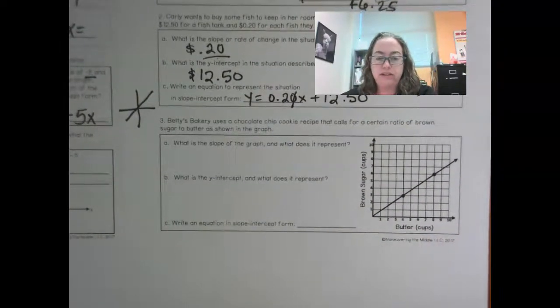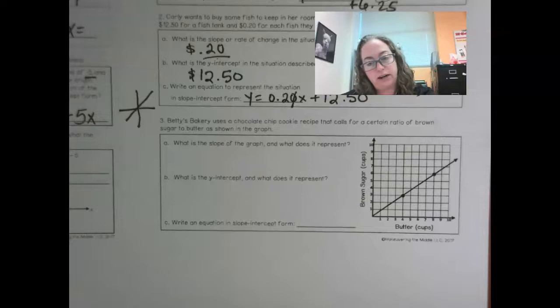Betty's Bakery uses a chocolate chip cookie recipe that calls for a certain ratio of brown sugar to butter, as shown in the graph. So what is the slope of this graph, and what does that mean? And what is the y-intercept, and what does that represent? And then you're going to write the equation in slope-intercept form. So I want you to try this one on your own. So pause the video and work on this one.